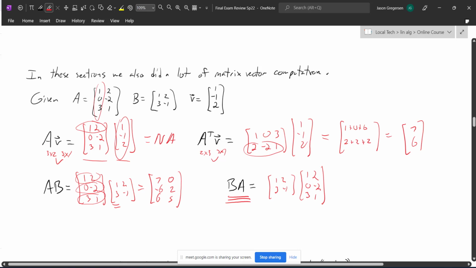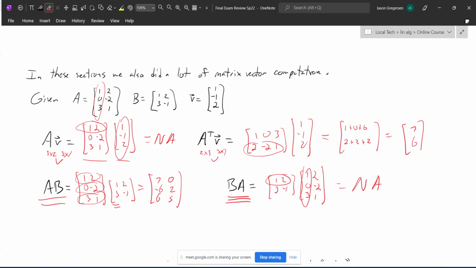And then lastly, when I go to B times A, if I take the dot product of the row with the column, now the dimensions don't match up, and I can't do this. And so the last one would be NA. And the note here is that AB is not necessarily equal to BA when we talk about matrix multiplication. Matrix multiplication is not necessarily commutative. All right, questions here about matrix vector or matrix multiplication?